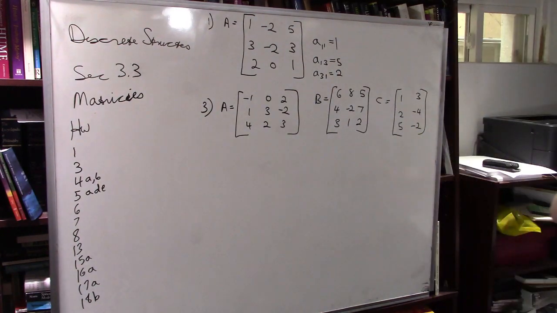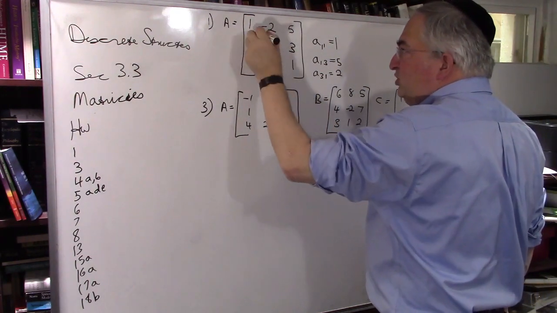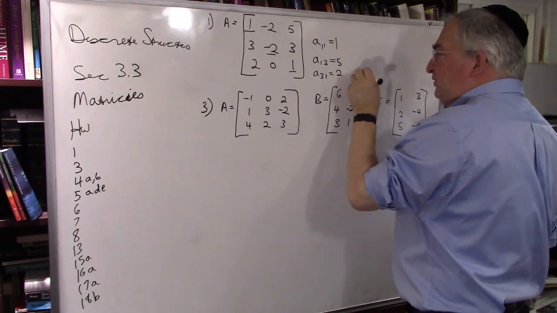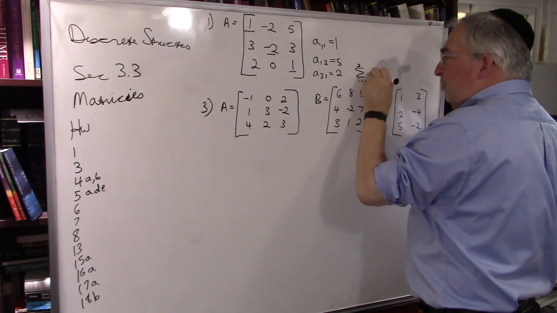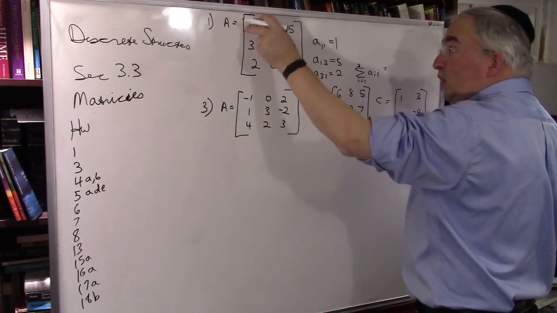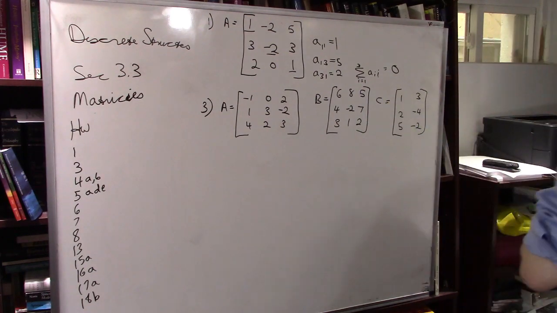And then finally, the sum from 1 to 3. So 1 plus minus 2 plus 1 is 0. So the sum of i equals 1 to 3 of Aii is 1 plus minus 2 plus 1, which is 0. Okay, so that was pretty simple.